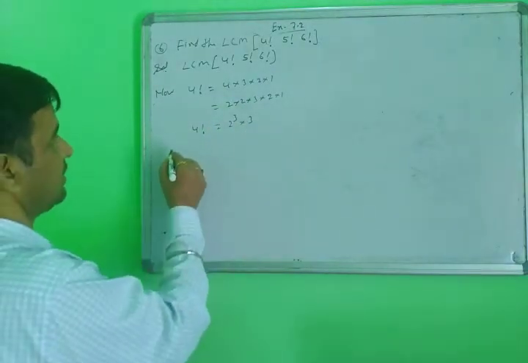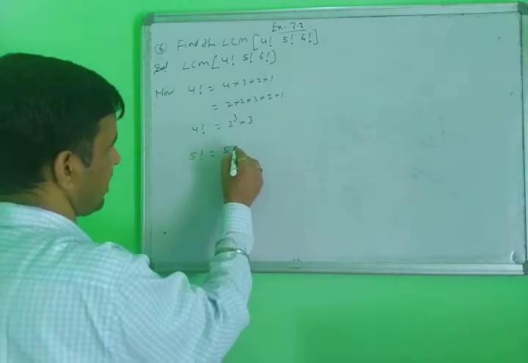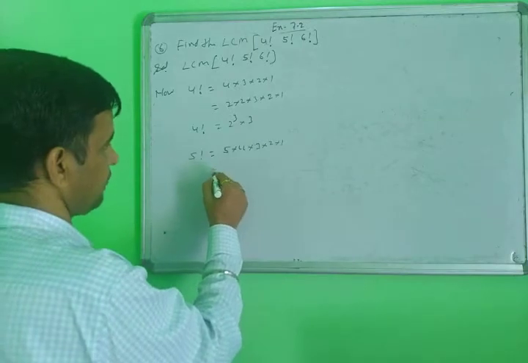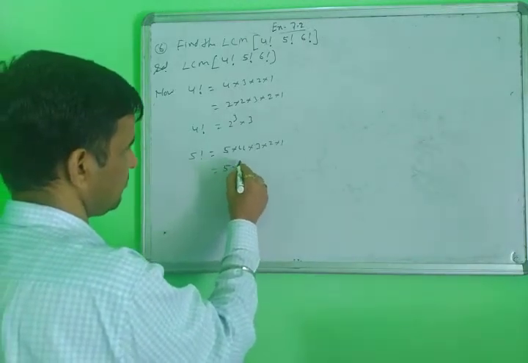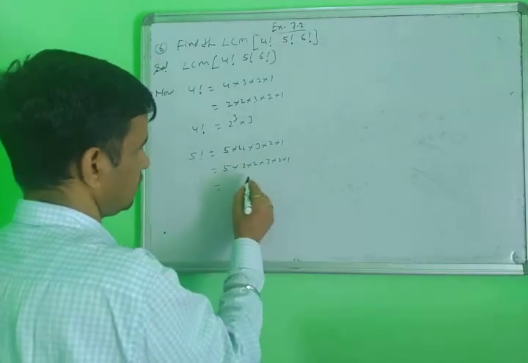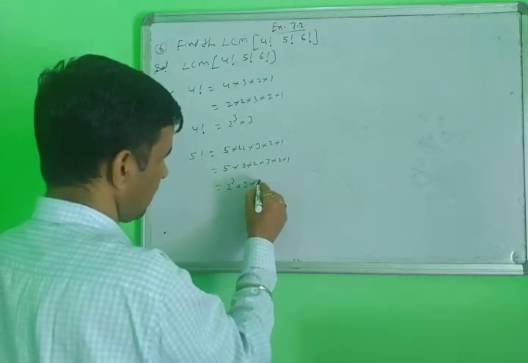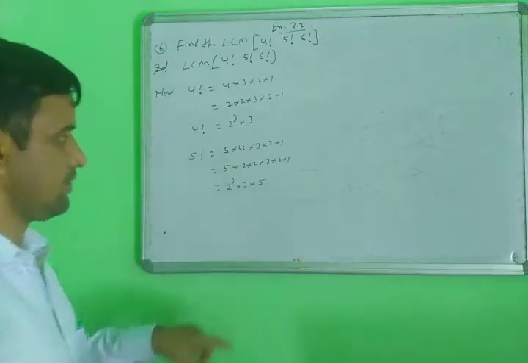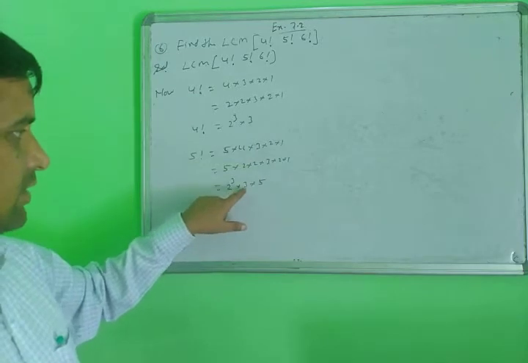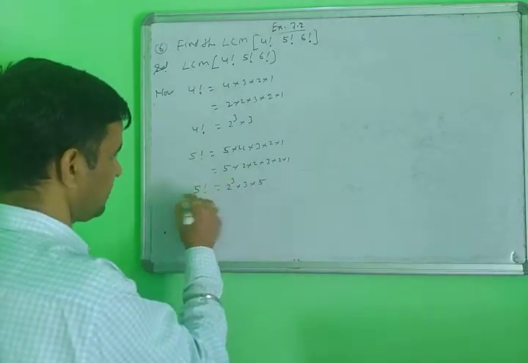And next, factorial 5. You can write 5 into 4 into 3 into 2 into 1. So 5 you write the same, 4 is 2 into 2, and 3 into 2 into 1. You can write here 2 exponent 3 into 3 into 5 in this way. How many 2s here? 1, 2, 3. So 2 exponent 3, 3 and 5. This is the value of factorial 5.